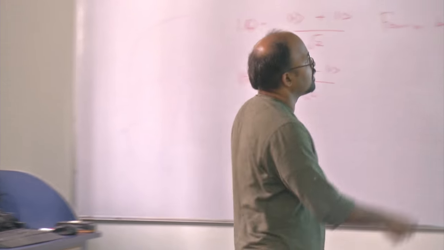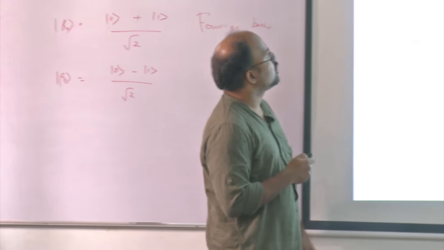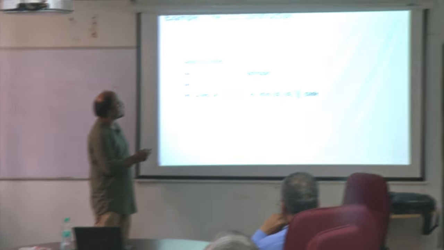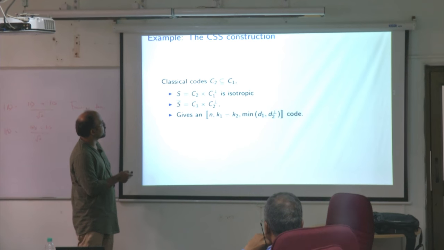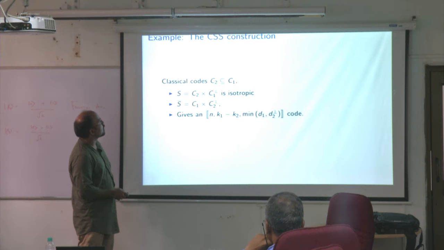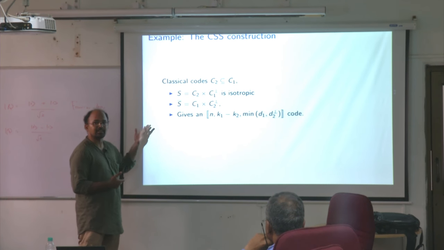Okay, so let me give you an example. This is the classical CSS construction, where you start with two classical codes. If you take S to be this, then you can show that it is isotropic. This will give you a quantum code of length n, dimension k1 minus k2, where k1 is the dimension of C1 and k2 is the dimension of C2, and the minimum of these distances. One good thing about this construction is that if the codes C1 and C2 are efficiently decodable, then the quantum code is also efficiently decodable.